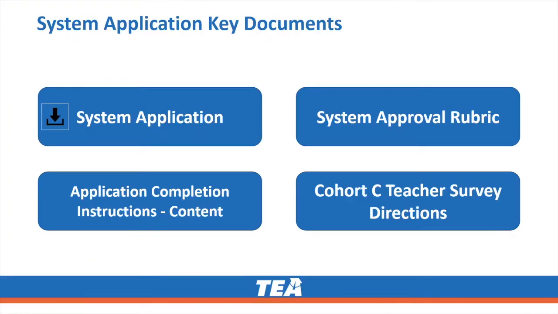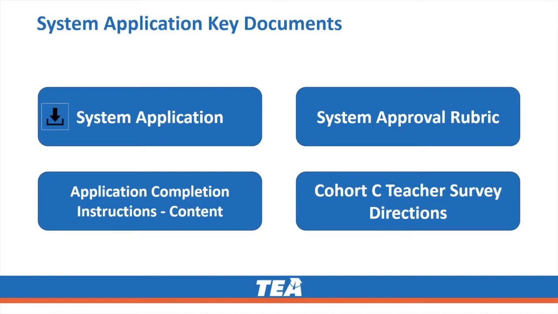The key documents to complete the system application, or Step 1, are the system application, the system approval rubric, the application completion instructions, and the teacher survey directions. Please note that there is a separate system application for each cohort and corresponding application completion instruction set. The system approval rubric is consistent across cohorts, and the teacher survey directions are only required for Cohort C.